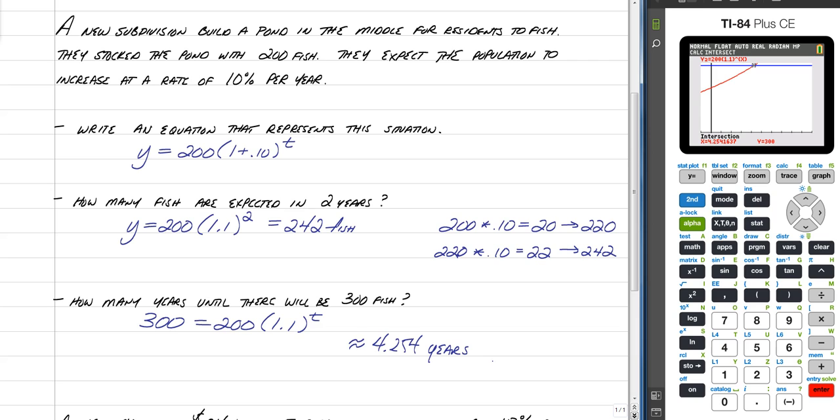So you can just use your technology to find the answer for you. At the end of this unit, you will be able to solve that by hand. But for now, just use your graphing calculator.